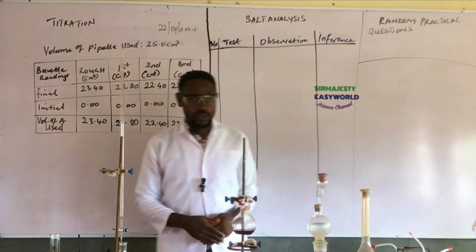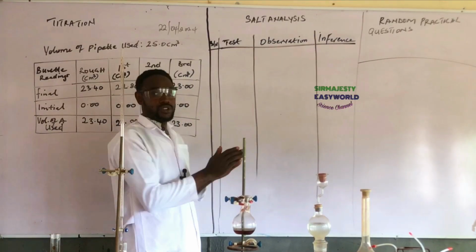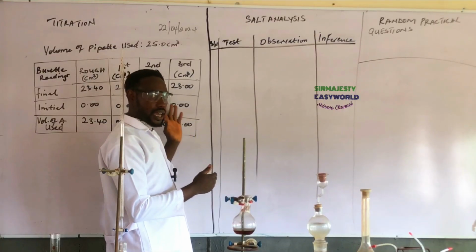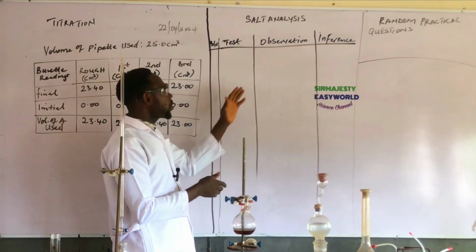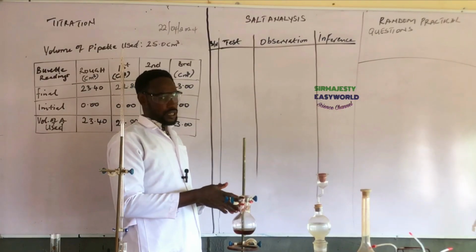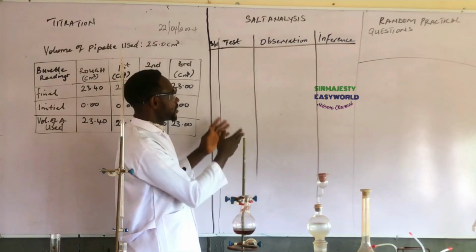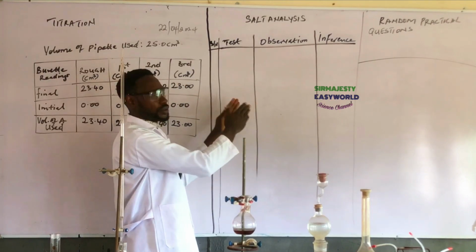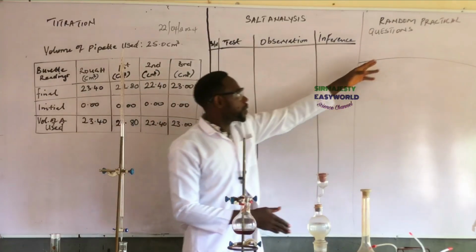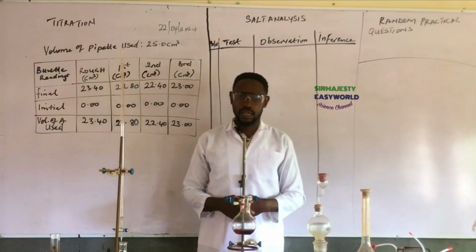Then question number 2 is on your qualitative analysis. This titration is under quantitative analysis, specifically volumetric analysis. So in the salt analysis, some people call it salt analysis, that is qualitative analysis. But it doesn't mean we must analyze only salt. This is analysis where you have this type of table: the test, observation, and inference. And then question number 3, which is random practical questions in chemistry.